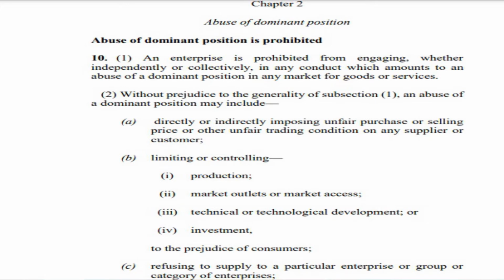And this includes directly or indirectly imposing unfair purchase or selling price, limiting or controlling. It can be refusing to supply a particular enterprise or group or category of enterprises, applying different conditions, and so forth and so forth. It is slightly weird because this time MyCC referred to Section 10, Subsection 1, which is an abstract section or provision because, again, it's open to interpretation.